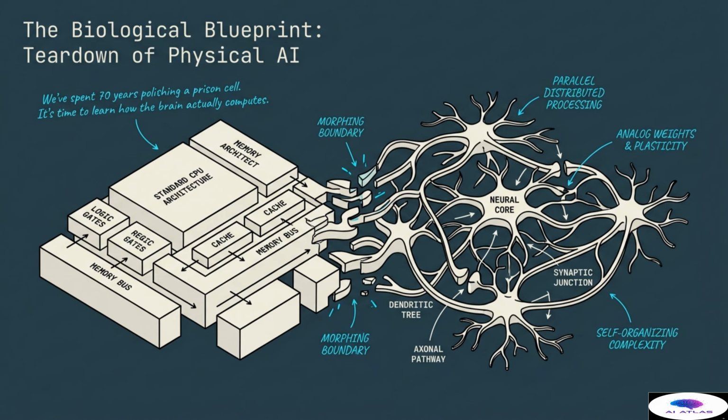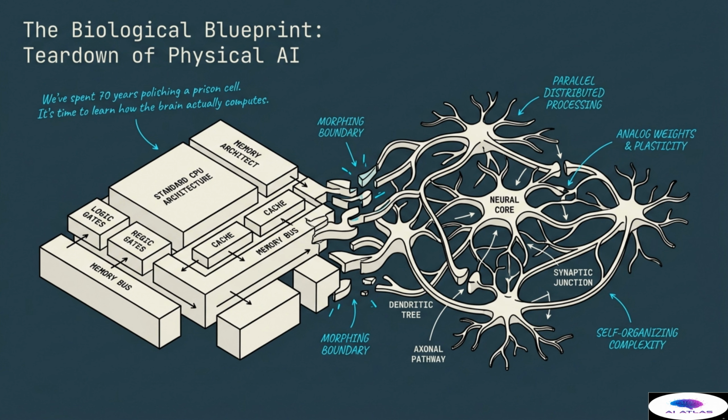This includes the dendritic tree, the axonal pathway, and the synaptic junction. These elements allow for parallel distributed processing and analog weights that offer incredible plasticity. By understanding this teardown, we can begin to see how physical AI seeks to replicate the self-organizing complexity of biological life. We are shifting from a world of fixed paths to one of fluid growth, where the hardware itself begins to mirror the wetware of our own minds.